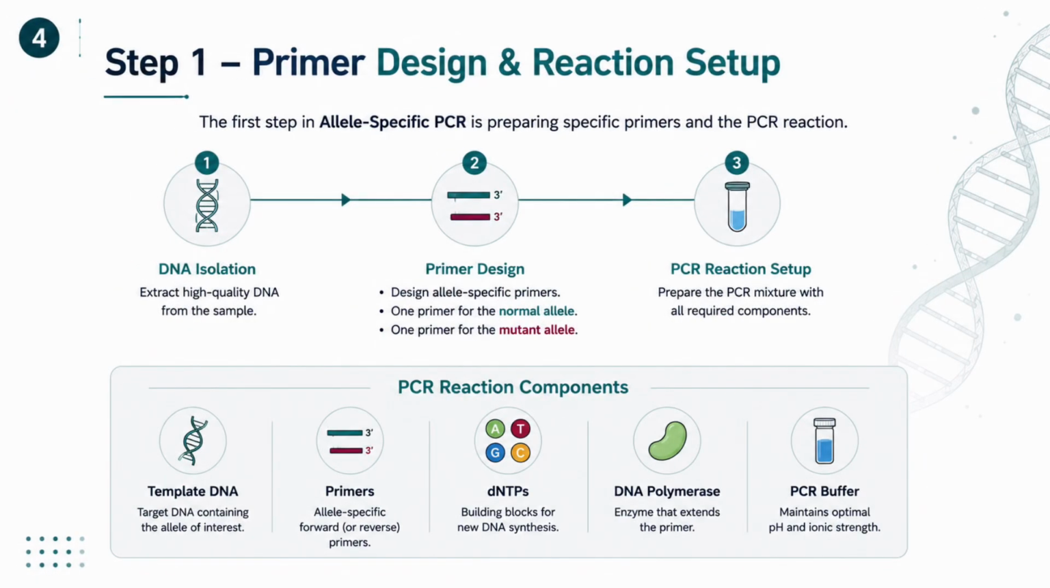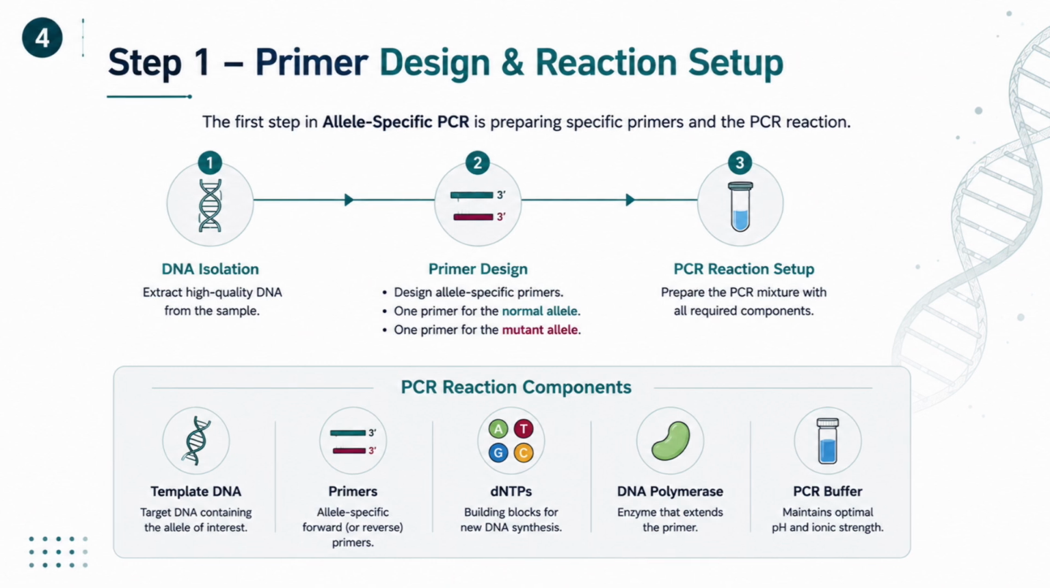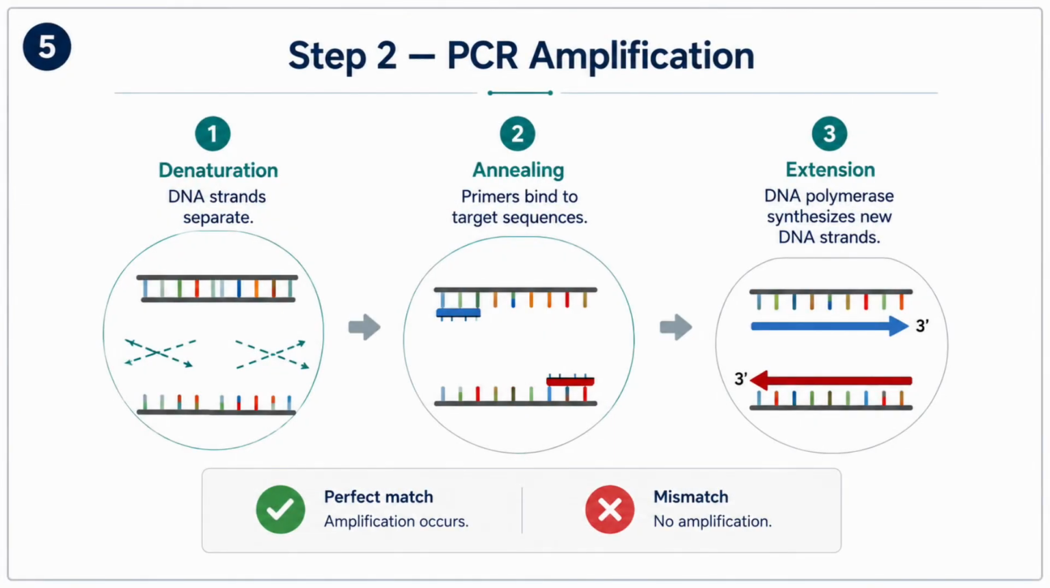Let's look at how the experiment is performed. The first step is DNA isolation from the sample. Next, allele-specific primers are designed, one for the normal allele and another for the mutant allele. Finally, the PCR reaction mixture is prepared using template DNA, primers, dNTPs, DNA polymerase, and PCR buffer. Once the reaction is prepared, PCR amplification begins. It involves three steps: denaturation, annealing, and extension. Amplification occurs only when the primer perfectly matches the target DNA sequence.